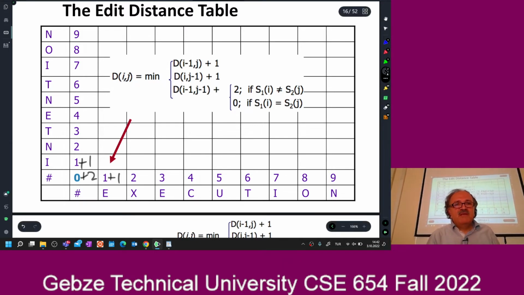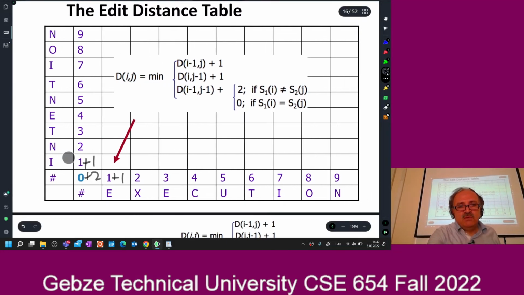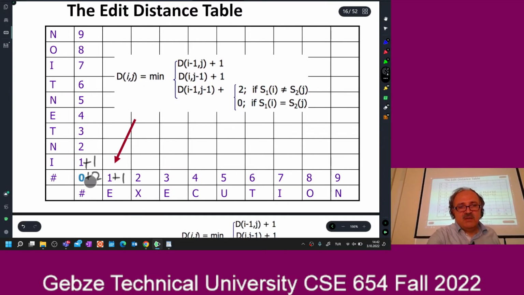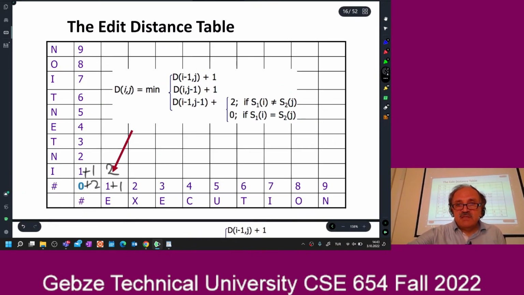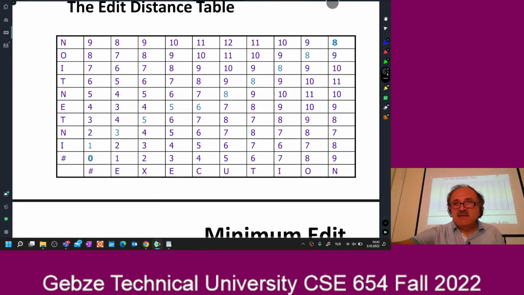Choose the minimum of it. What is the minimum? This is 2, this is 2, 2 and 2. Well, they are all the same, so I'm going to put a 2 in there. And follow the same simple rule until you reach the top. Okay, edit distance table. Any question? Well, if there are no questions, by the way, this is the table filled in.